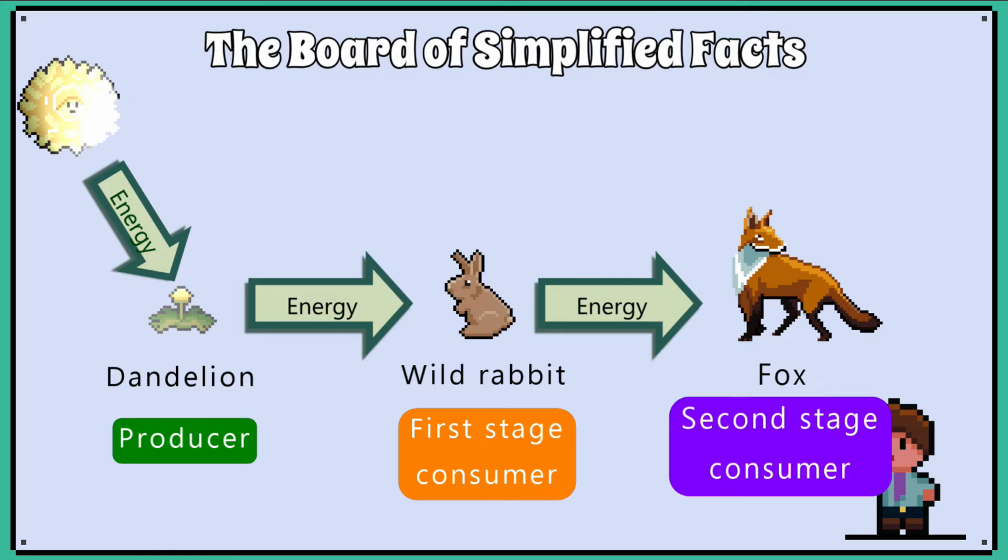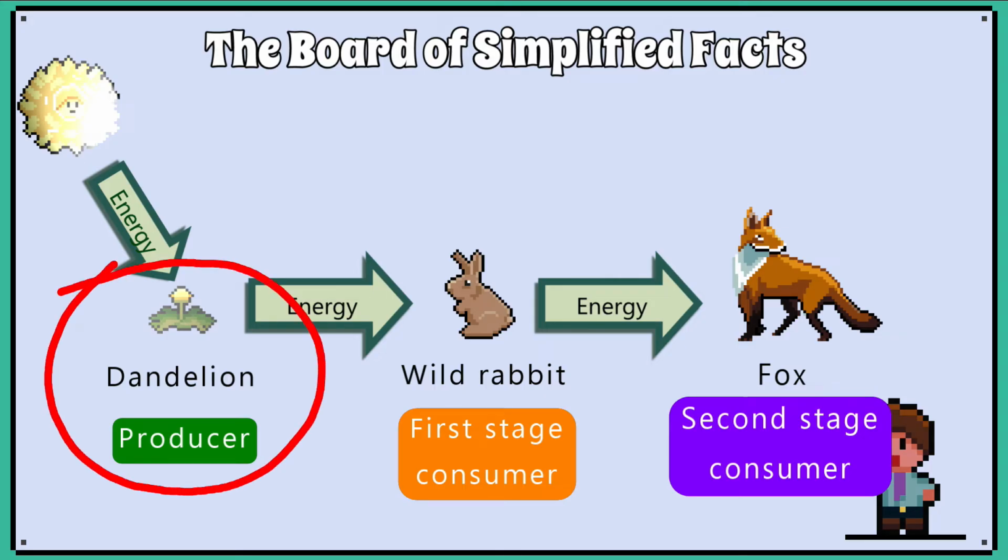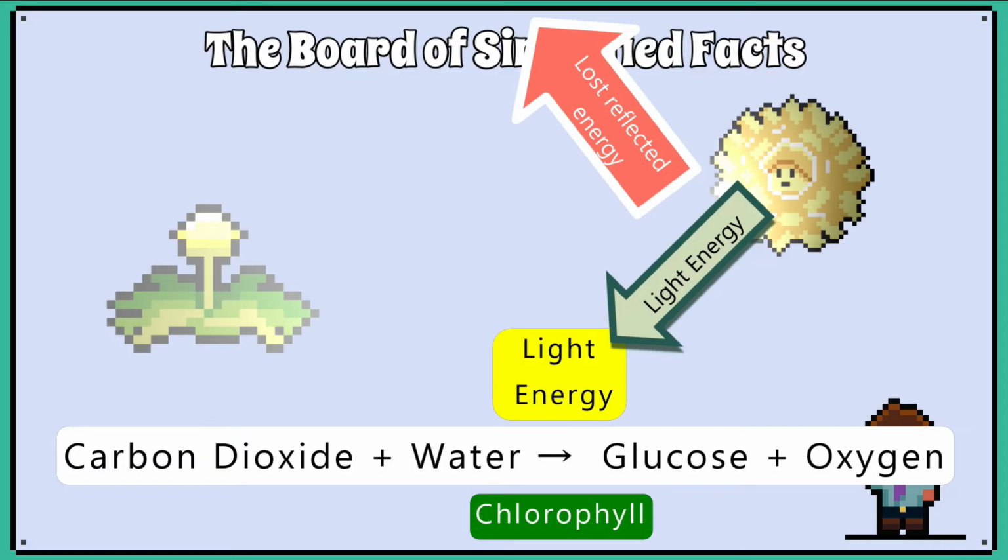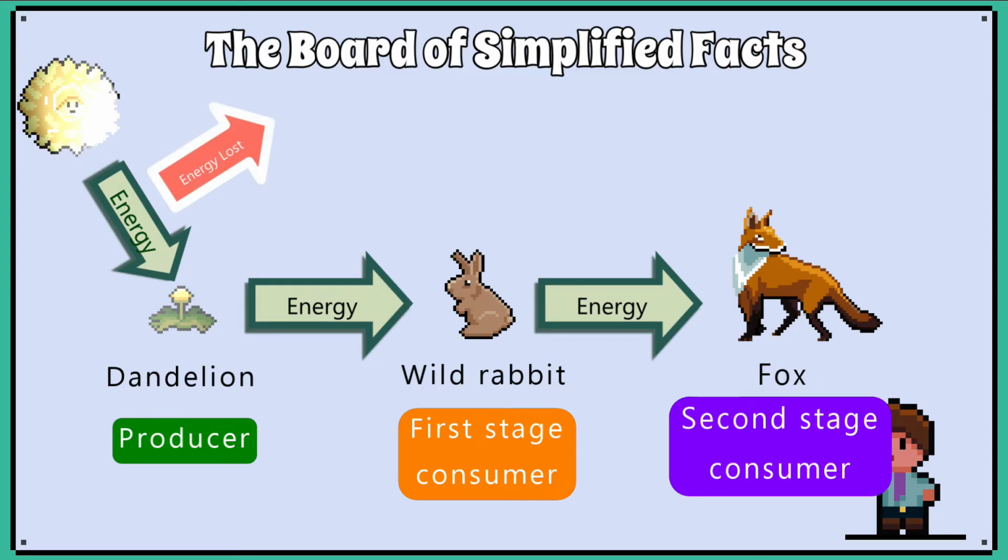At the bottom of every food chain is an organism that can make its own food, and we call this the producer. The dandelion uses solar energy to photosynthesize and produce glucose. However, not all the solar energy that gets to the dandelion plant is converted into chemical energy in the form of glucose. For now, let's just keep in mind that as we move up the food chain, energy is lost, and not all the energy is transferred from organism to organism.